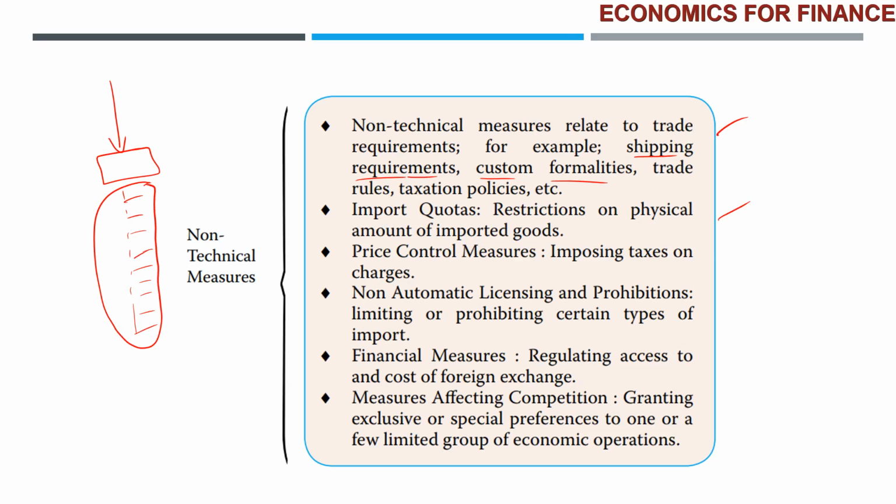Another way of non-technical measures is import quotas. This is a popular measure. Quota is always about quantity. So how much amount or quantity of the goods of a particular specification can be imported is specified. Beyond that, you cannot import at all.